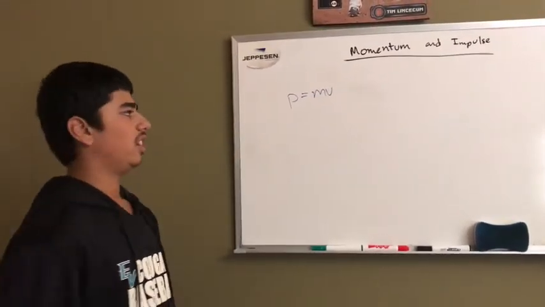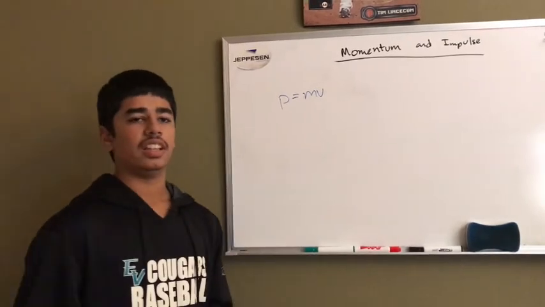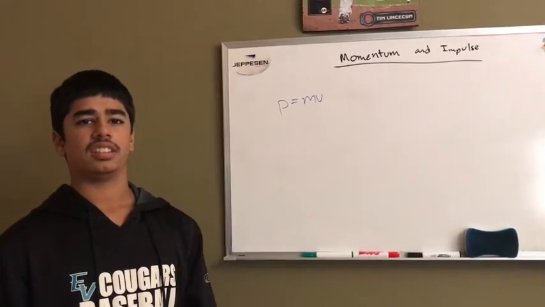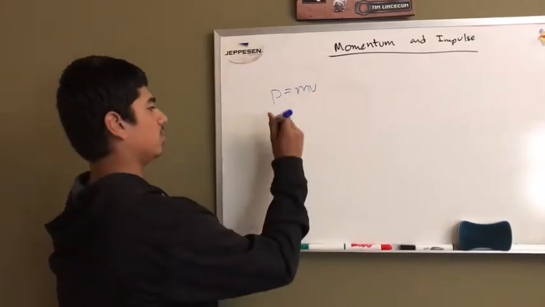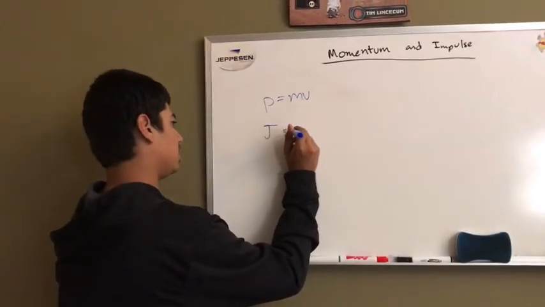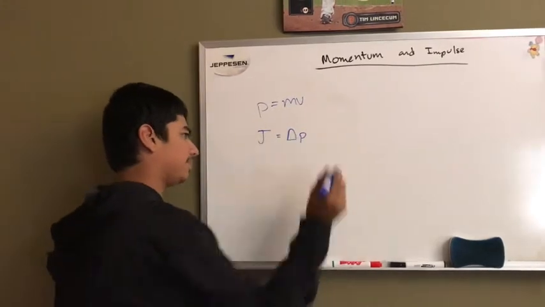So moving on. Next, we're going to talk about impulse. Impulse is defined as the change in momentum. If we use the symbol J for impulse, it would just be equal to delta P.